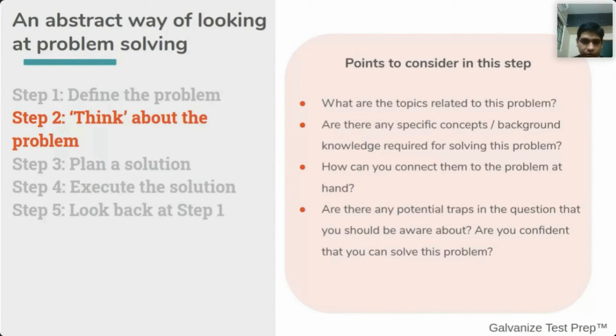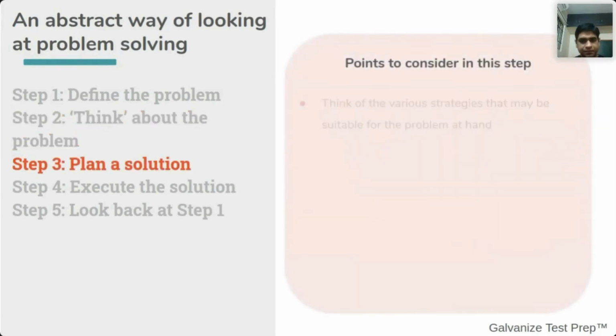So one thing to be aware of is to say, you know what, I don't know this concept, I need to move on, right? So that is also something that you would consider in this step, right? So once you've defined the problem and once you've thought about it for a little bit of time, if you feel that you're not confident, you're better off skipping the question and going to the next one, right? But if you're able to understand what are the concepts that are related to the question, right, then you can move on to the next step, which is to plan a solution, right?